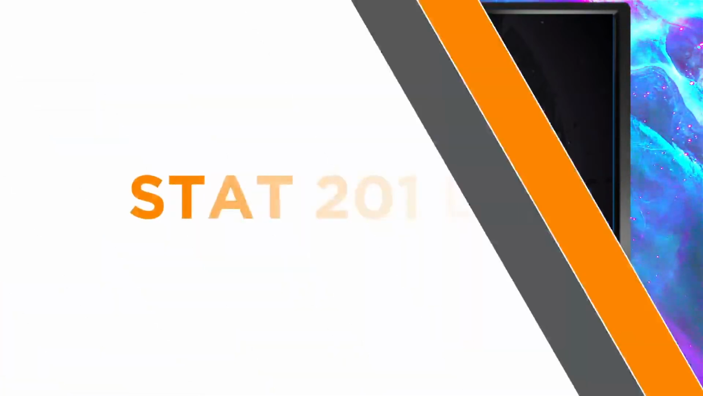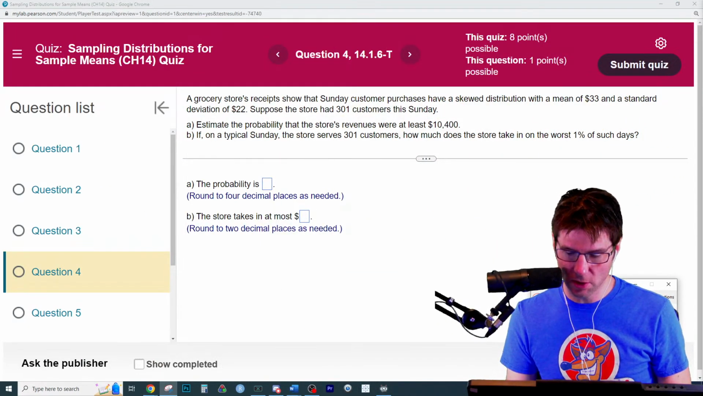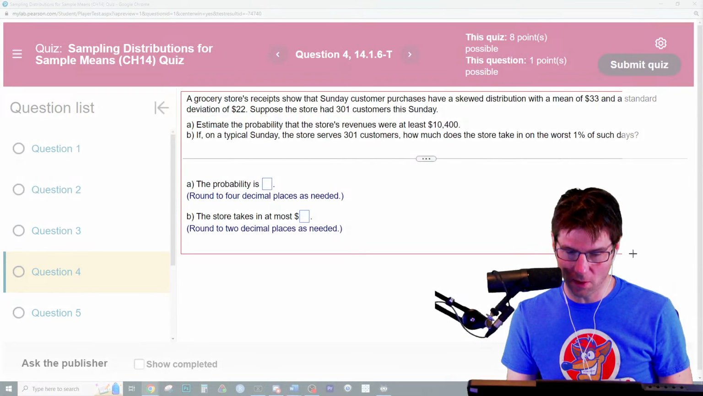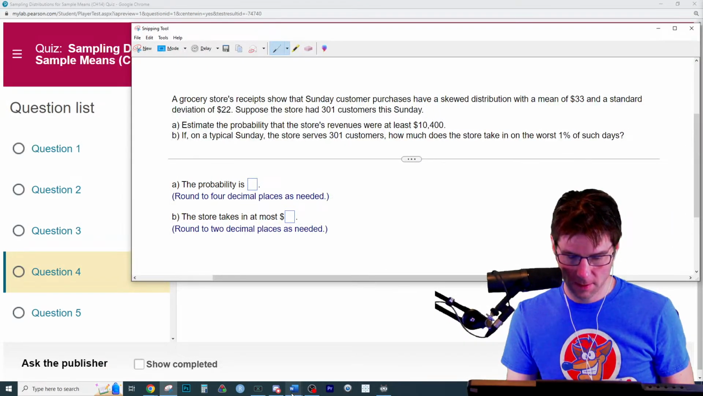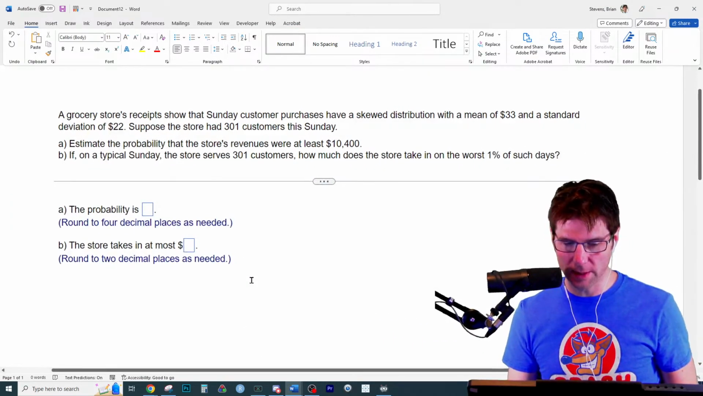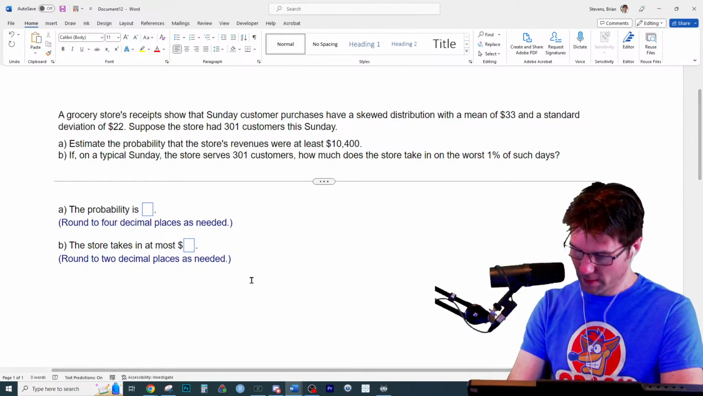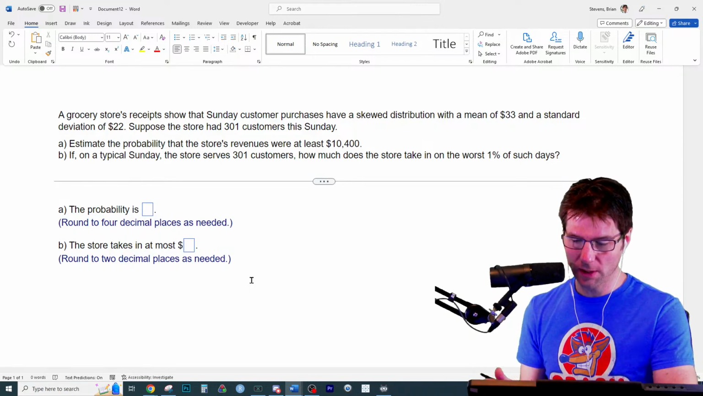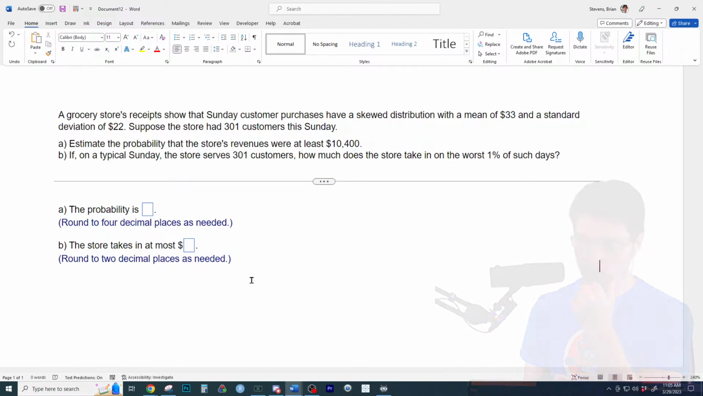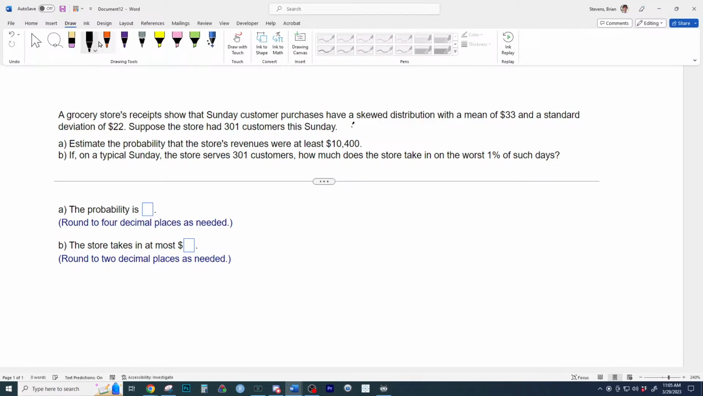So check it out. The key to every problem right now is notation. It's all about notation. These problems seem pretty tough till we start narrowing down the notation. So what is any of the notation on this problem? A grocery store believes that their Sunday purchases are skewed. So that's the shape of the distribution. So we've got a skewed distribution with a mean of this, the standard deviation of this.